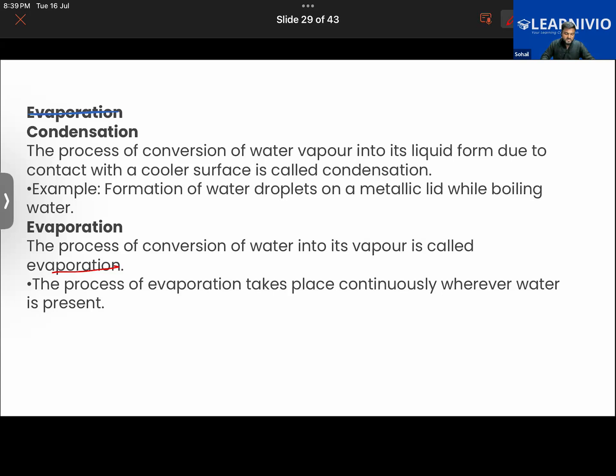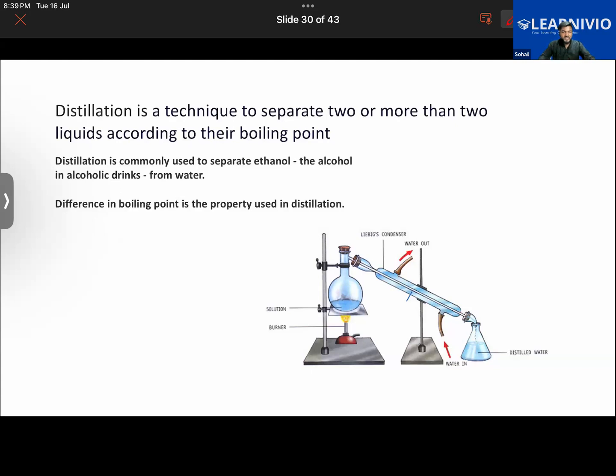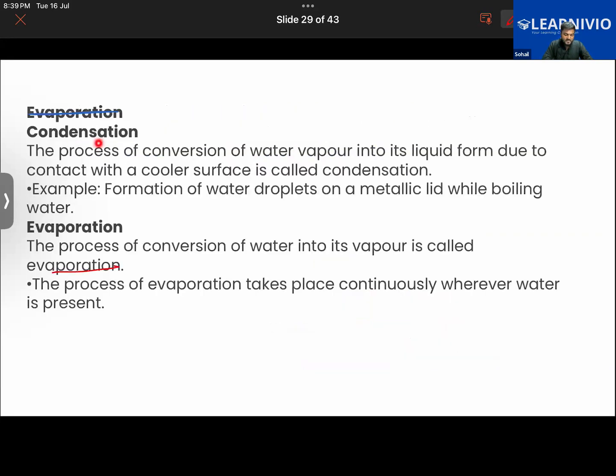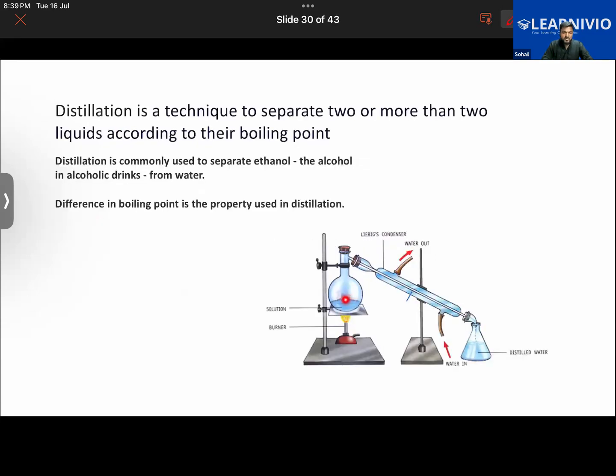So first of all, we are going to learn about how evaporation and condensation are used in the separation of substances. There is a concept called distillation. Distillation is a technique used to separate two or more liquids according to their boiling points. The concepts of condensation and evaporation would be used in the separation of a mixture of two or more liquids. How will boiling and condensation be used there?